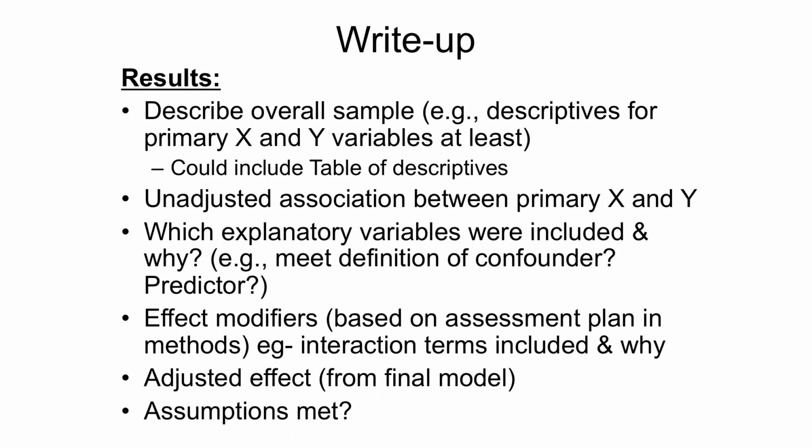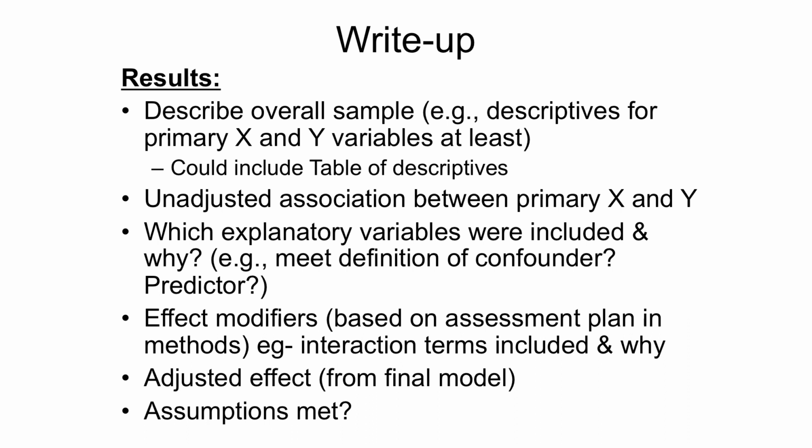You also want to report the unadjusted association between your primary explanatory variable and the outcome. Another thing to mention is which other explanatory variables were retained in your model and why. Did these meet the definition of a confounder or a predictor? Your decisions about which confounders, predictors, or effect modifiers to include should match the plan you outlined in your methods. There's no need to repeat your definition or assessment of confounders, predictors, or effect modifiers in the results.